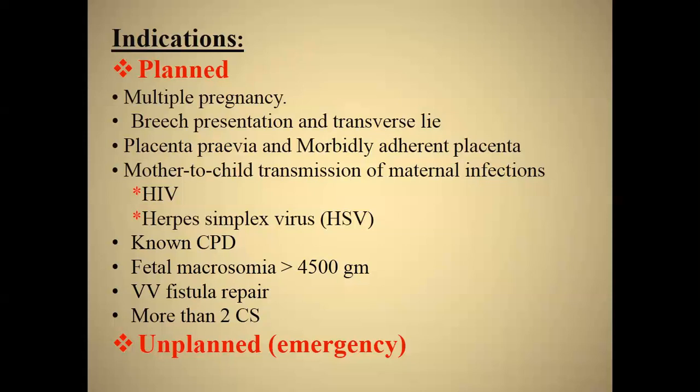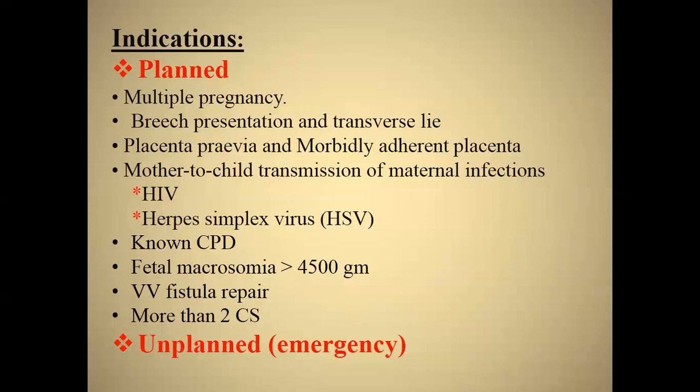Cephalopelvic disproportion, CPD: if the pelvis is inadequate, it is better to deliver her by cesarean section. Fetal macrosomia: if you have a large fetus, estimated body weight more than 4.5 kg, you should deliver by cesarean section because we are afraid of failure to progress or shoulder dystocia.